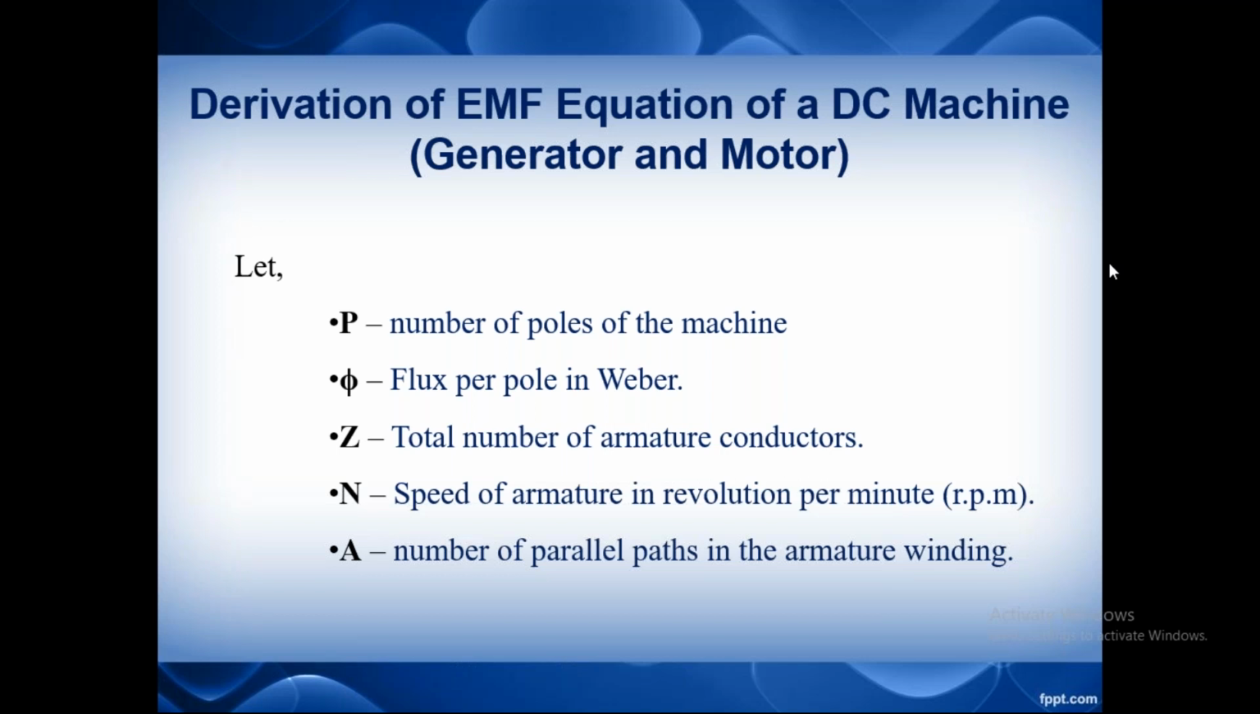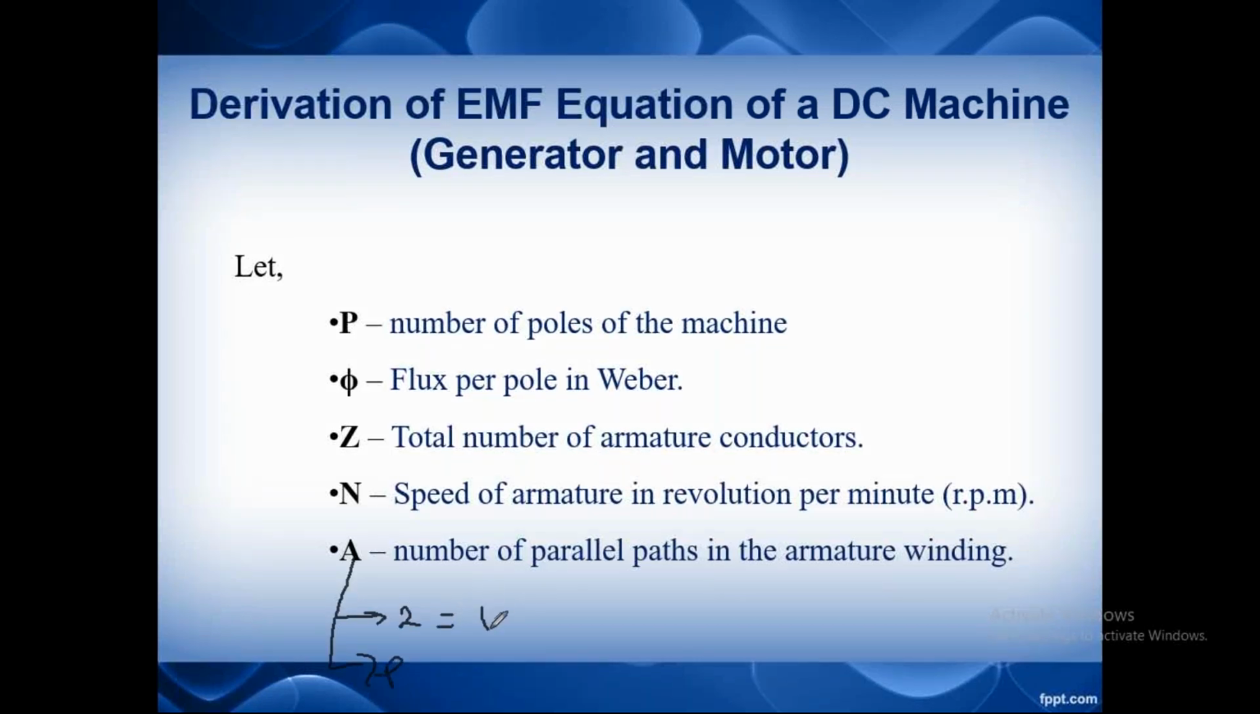Here phi is the flux per pole in Weber. The unit of flux is Weber, right? Capital Z is the total number of armature conductors, and N is the speed of the armature in revolutions per minute, that is RPM. And A is the number of paths in the armature winding. So here A has two values: A equals 2 and A equals P.